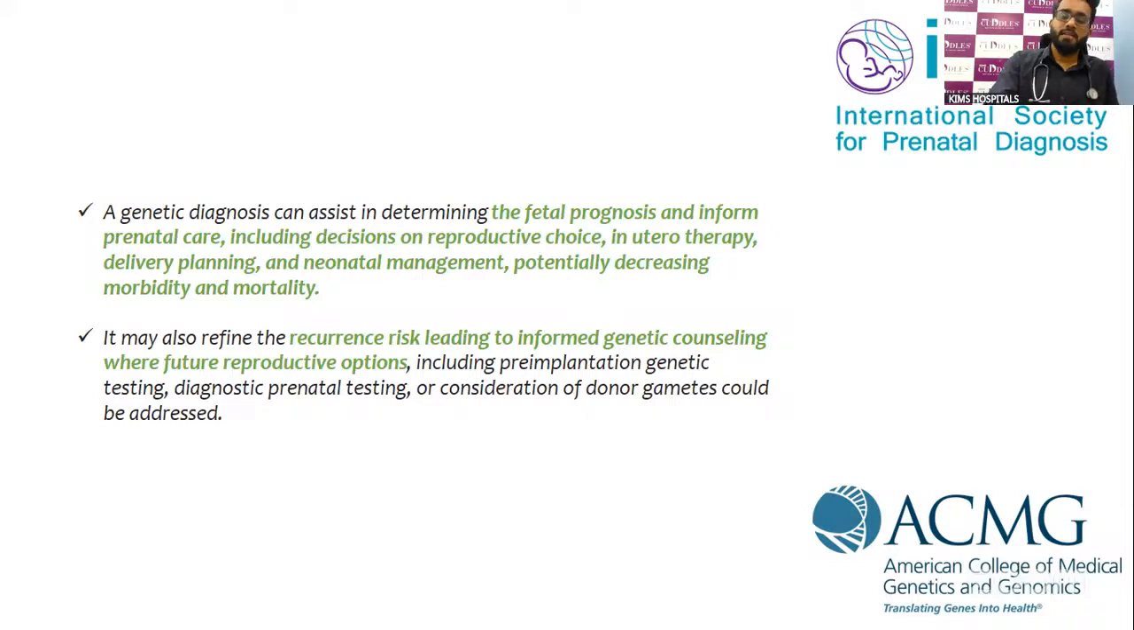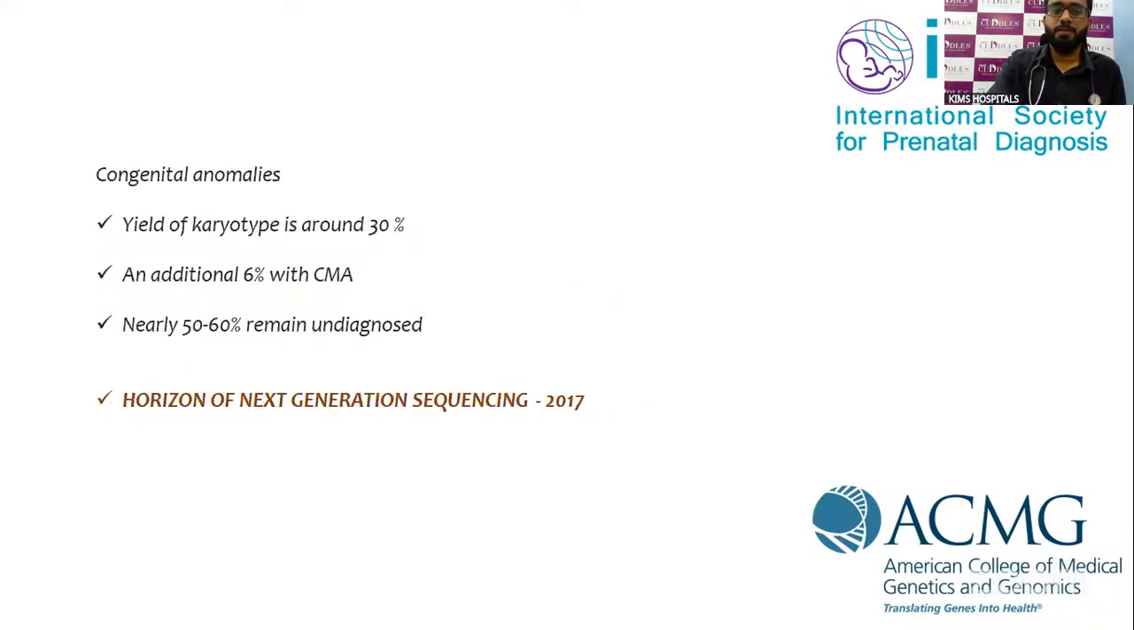Genetic diagnosis can assist in determining the fetal prognosis and inform prenatal care. For example, major decisions including reproductive choice, in utero therapy if there's any treatable condition, and planning for delivery, and also being vigilant that this child may need immediate neonatal care, which can potentially decrease the morbidity and mortality of that condition. It will also give you definite information about the mechanism of the disease, like whether it is Mendelian, autosomal recessive or dominant, and recurrence risk can also be prognosticated based on that.